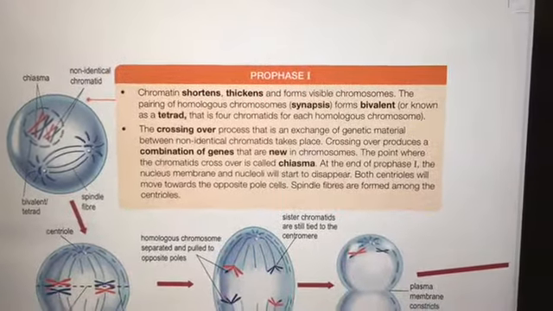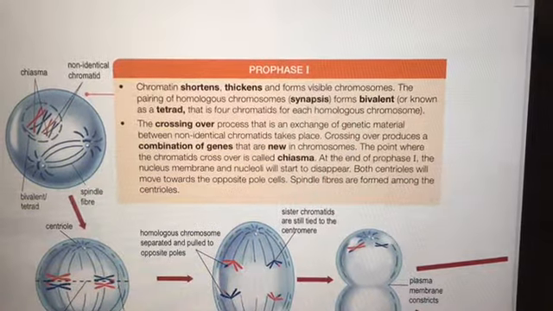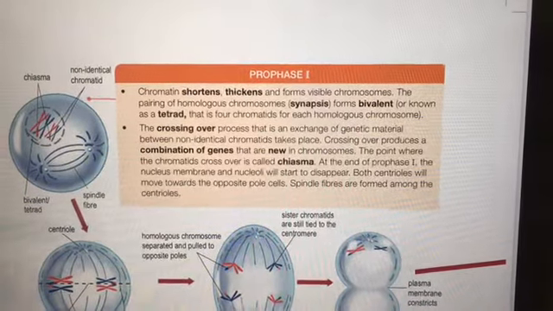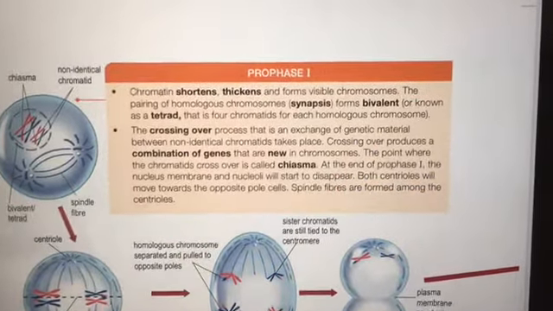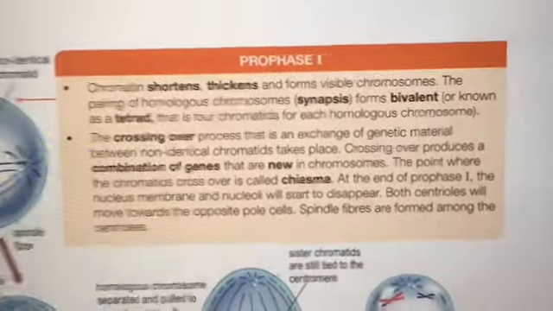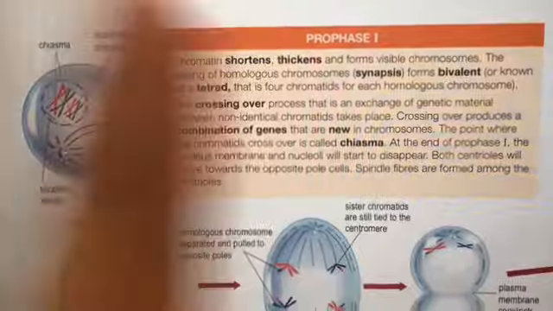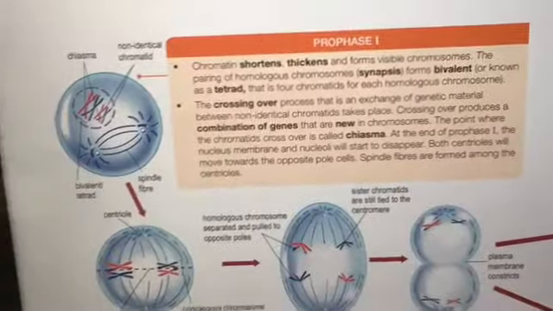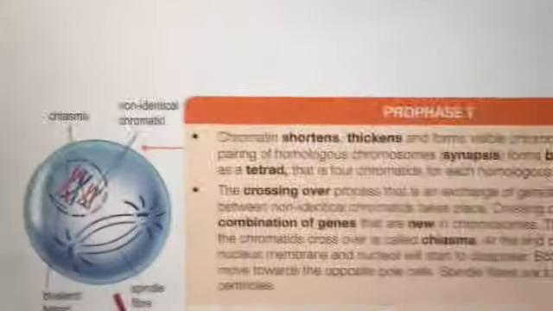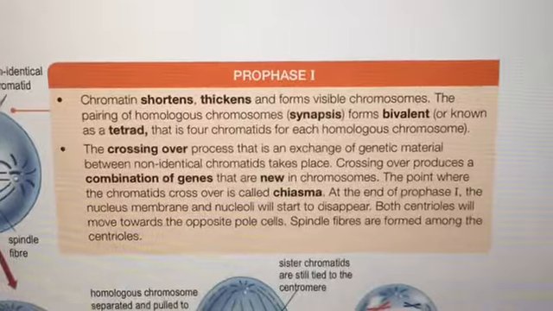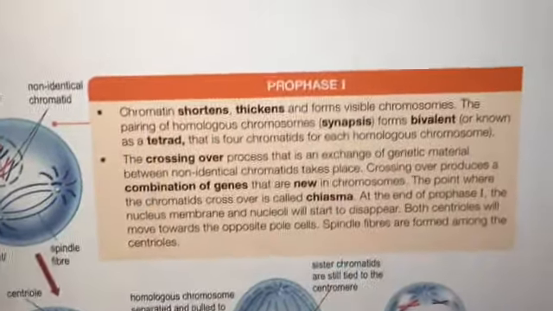Alright, during prophase 1, chromatin shortens, thickens, and forms visible chromosomes. The pairing of homologous chromosomes, which is the process of synapsis, remember, the pairing of chromosomes, forms a bivalent. Okay, the bivalent is this one, this whole thing, or known as a tetrad, that is 4 chromatids for each homologous chromosome. Actually, 2 chromatids for each homologous chromosome.